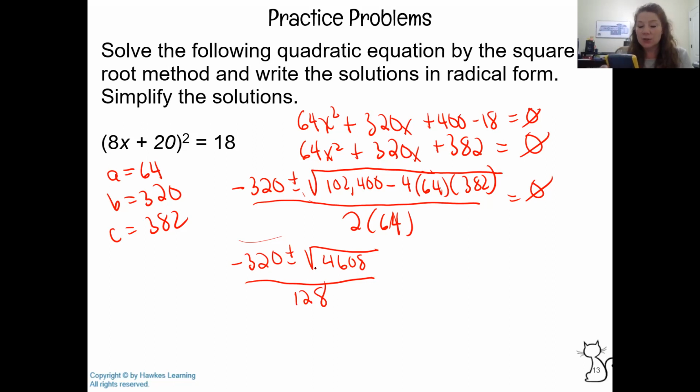All right, what is the square root of 4608? It's not a perfect square. All right, so 67 times 67 is 4489. So what is 4608 minus 4489?